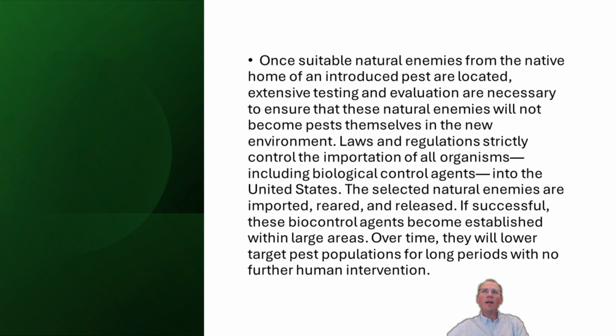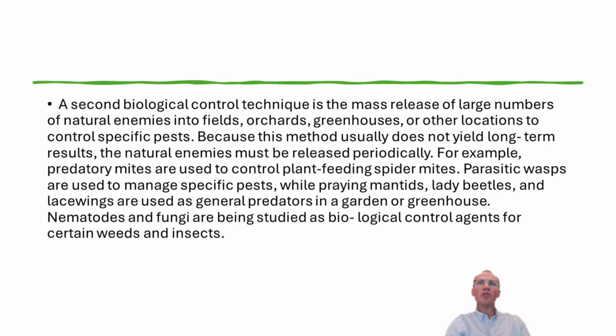The selected natural enemies are imported, reared, and released. If successful, these biocontrol agents become established within large areas. Over time, they will lower target pest populations for long periods with no further human intervention. A second biological control technique is the mass release of large numbers of natural enemies into fields, orchards, greenhouses, or other locations to control specific pests. Because this method usually does not yield long-term results, the natural enemies must be released periodically.